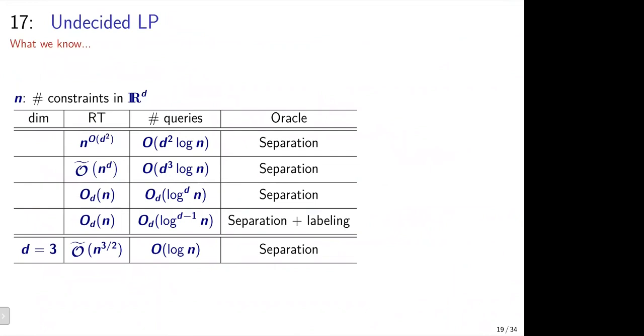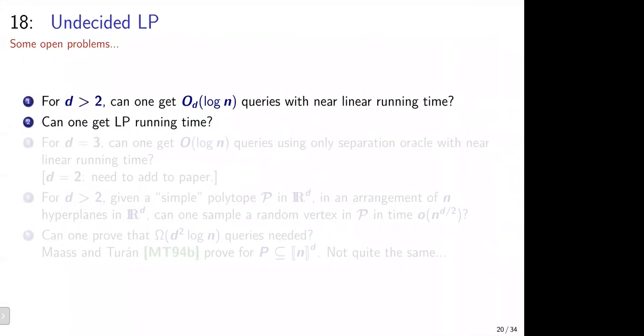And this is kind of the collection of the results we currently have, right? So there is this big discrepancy on the number of queries. We have polynomial number of queries, but the running time is awful. And we have running time, which is okay, but the number of queries is not great, right? It's exponential in the dimensions. And we can have a slight improvement in 2 and 3 dimensions. Okay. So let me mention a few open problems on this undecided LP, because I think there are a lot of things yet to be done here.